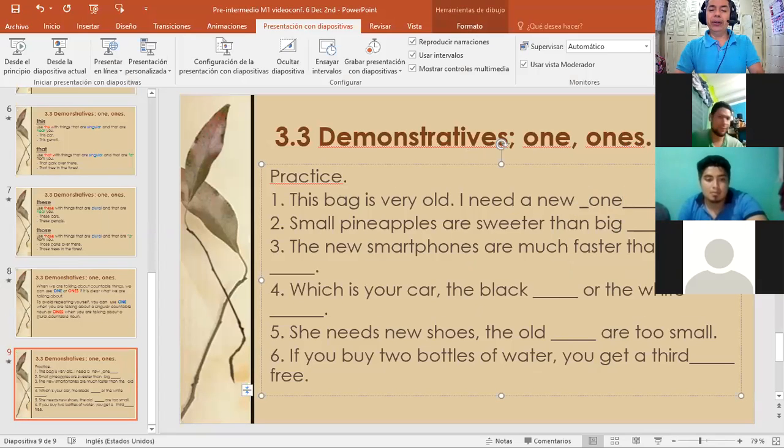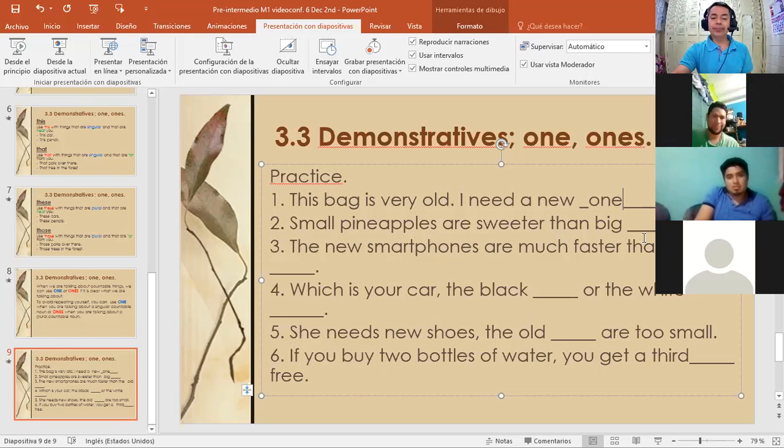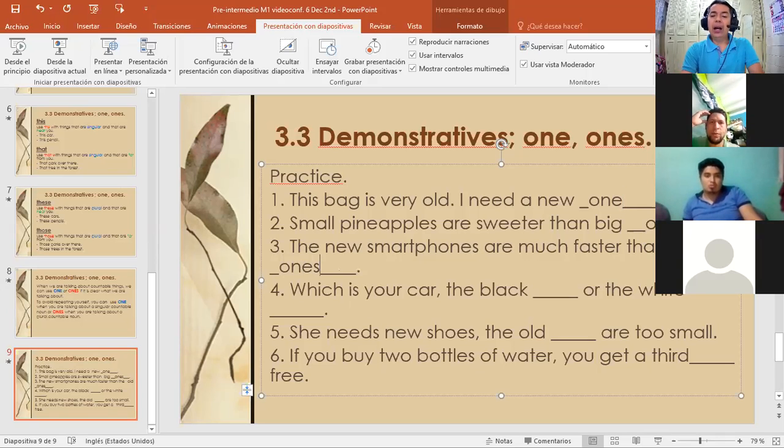This bag is very old, I need a new one. Please, repeat after me. This bag is very old. This bag is very old. I need a new one. I need a new one. Small pineapples are sweeter than the big ones. The new smartphones are much faster than the old ones.